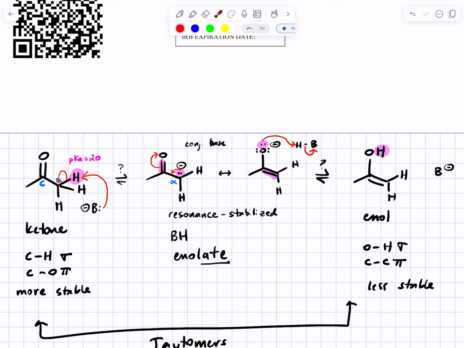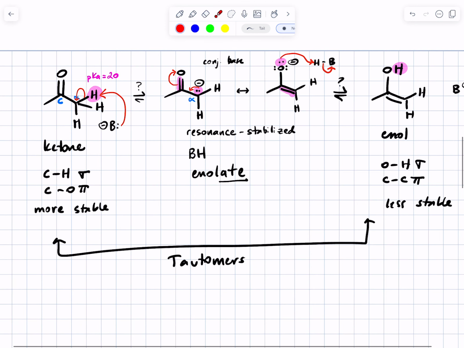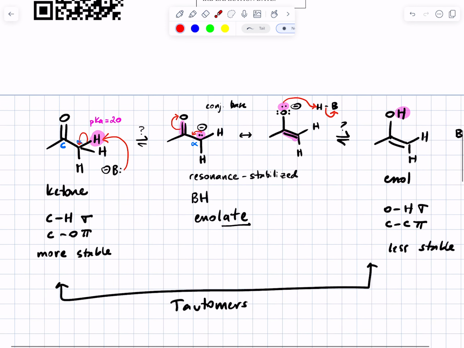All right. While we're at it, let's talk about alpha proton acidity. But we're going to come back to this question of what the equilibrium constant is for formation of the enol, because that's going to be really important for how we consider reactions involving enolates.